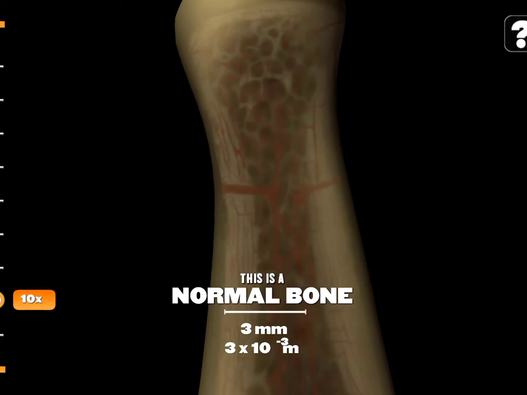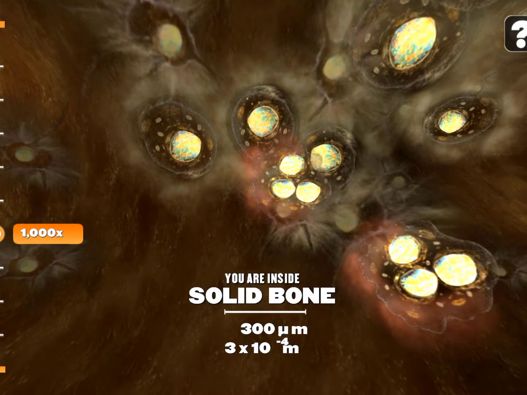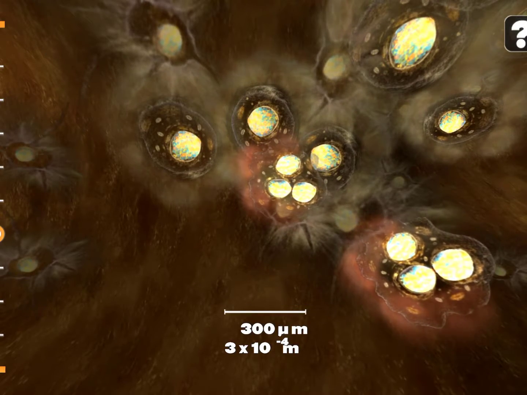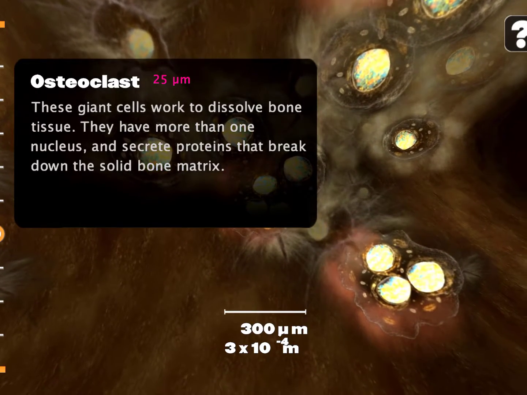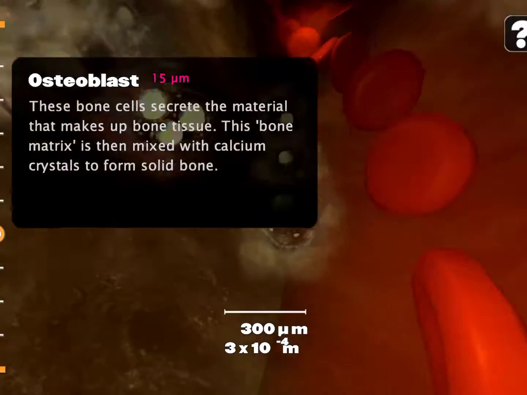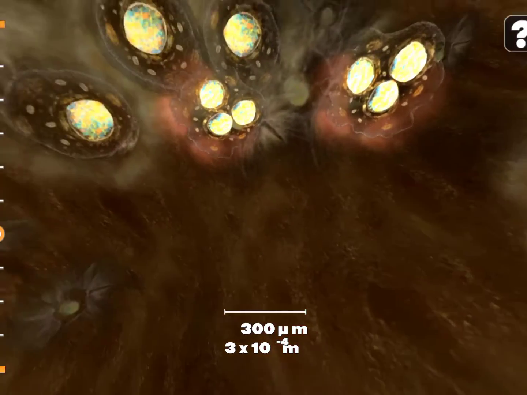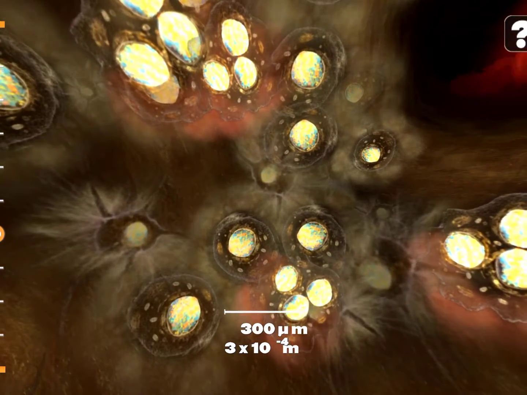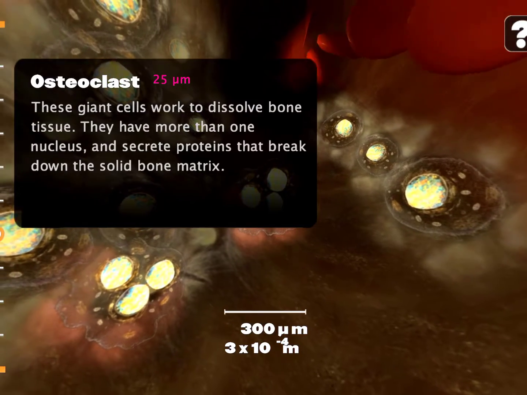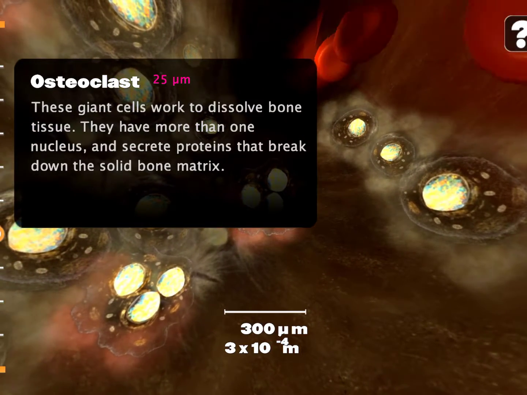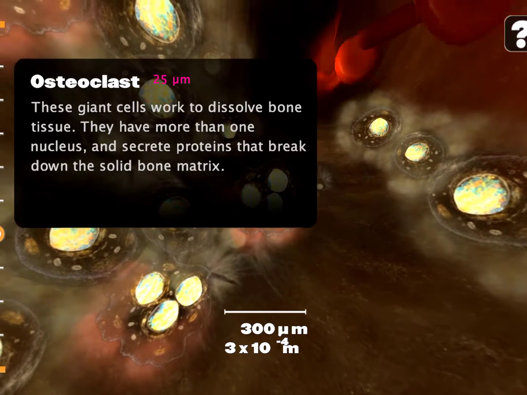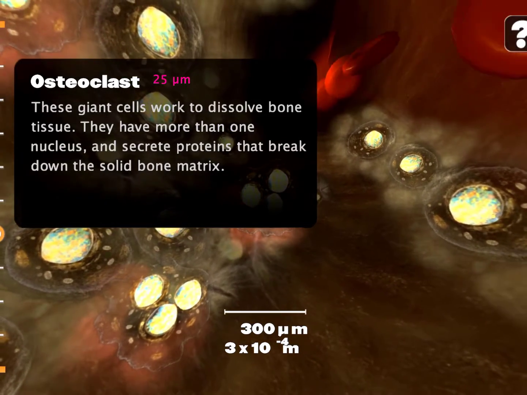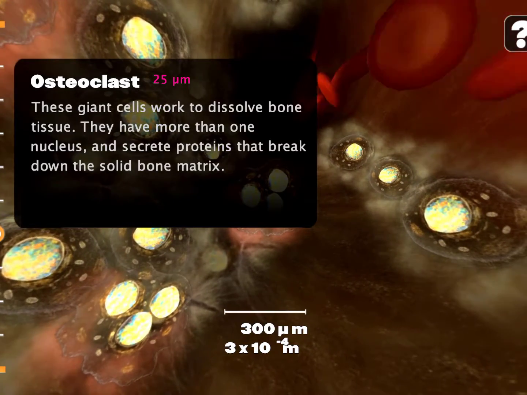If we go more to the side here and get into the solid bone, you can see it's very different. This is the osteoclast, these little cells right here that are multinucleated. Those are the osteoclasts, and they're spewing that red stuff out. Those are secretions that will break down the bone.